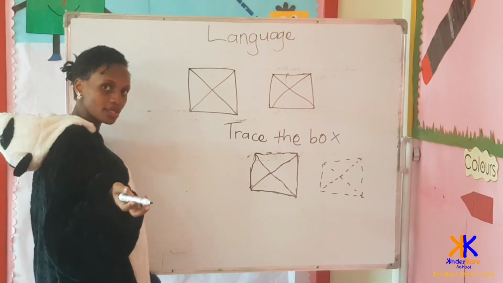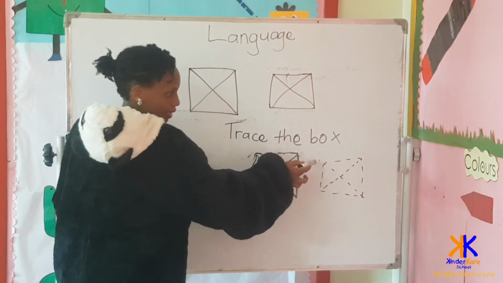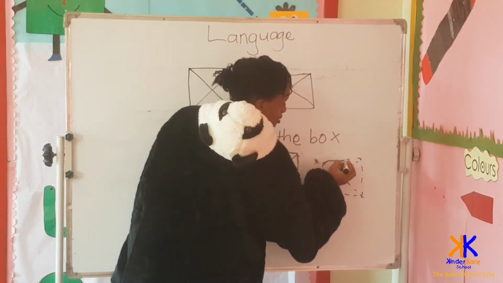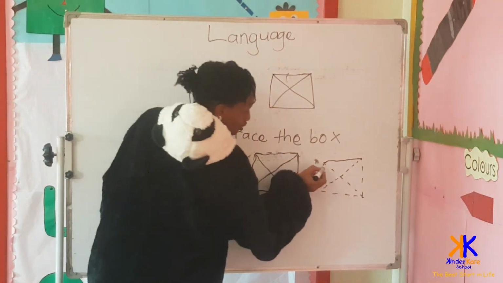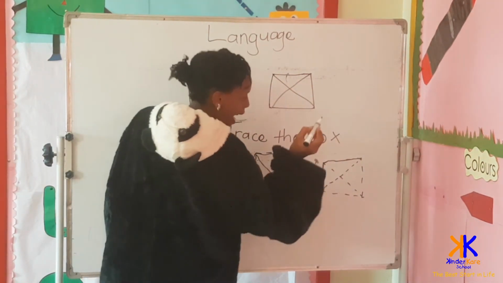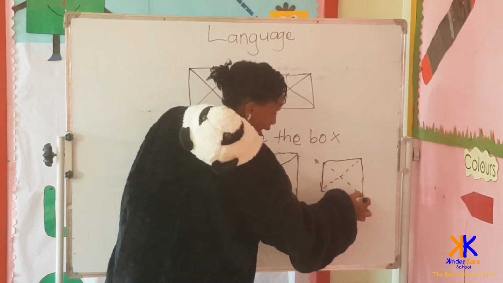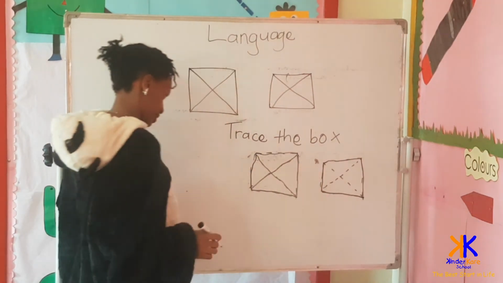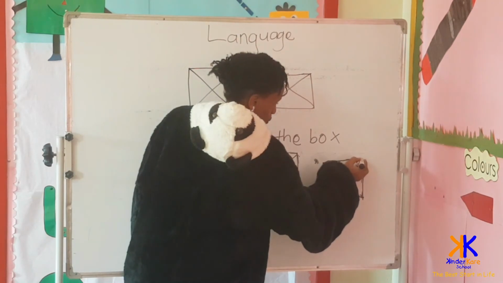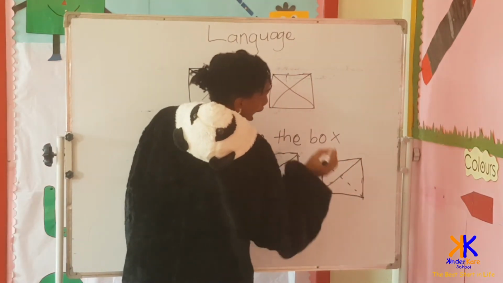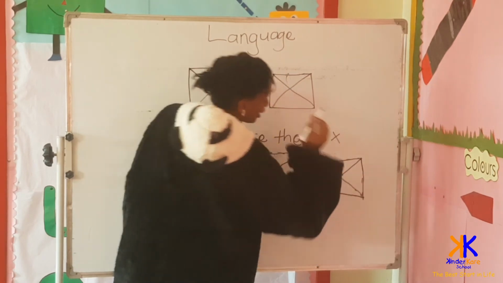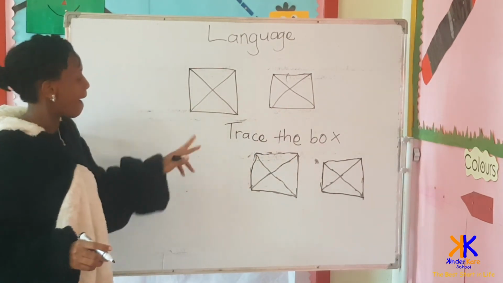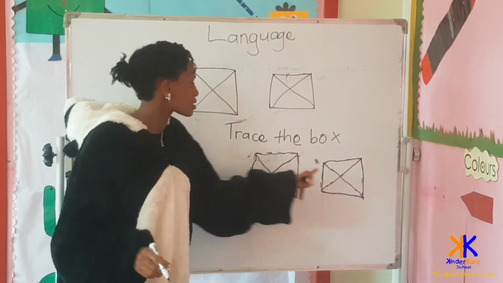Okay, so how do we trace? Start from here. Okay? So let's trace. Join the dots. Good. Nice. Join these dots. Amazing. Join these dots. The sleeping. And let's join our standing sticks. Join. Good. Happy join. Good. Amazing. This is our box.